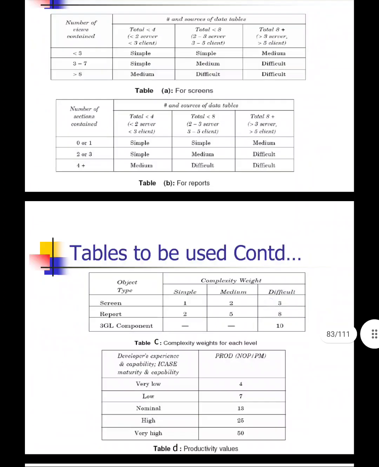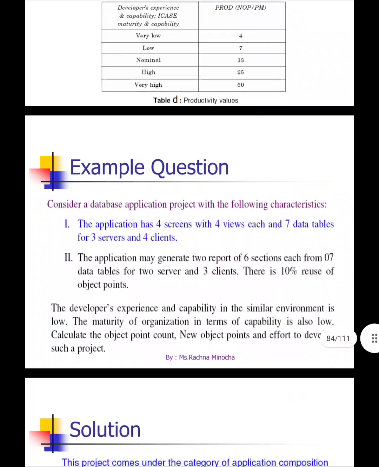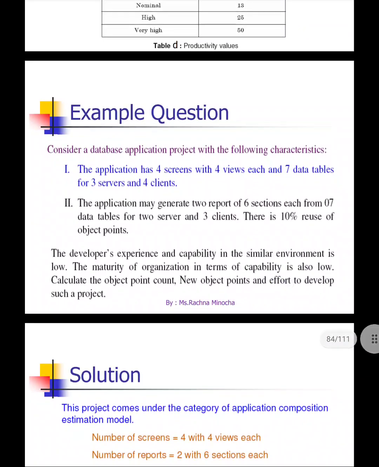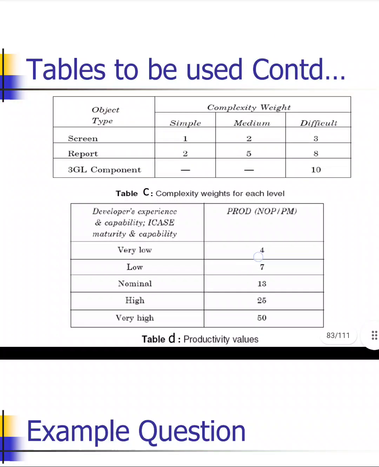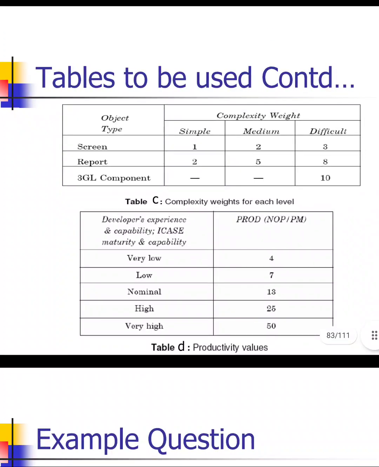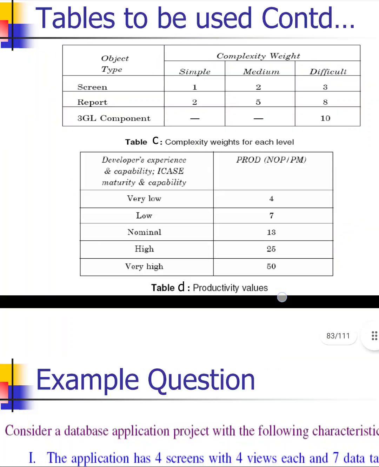And what is the productivity? Let's see the question. So new object points and effort are to be calculated. The maturity of the organization is also low. So the productivity is given as low. What is the value for low? 7. We'll find out the productivity through these values. Suppose it was given that the maturity of the organization productivity is very high, then we would take 50. If it was high, then we would take 25. If it was very low, we would take 4. If it was nominal, we would take 13. But it says it is low, which means we would take 7. All right. So we know that productivity is 7.